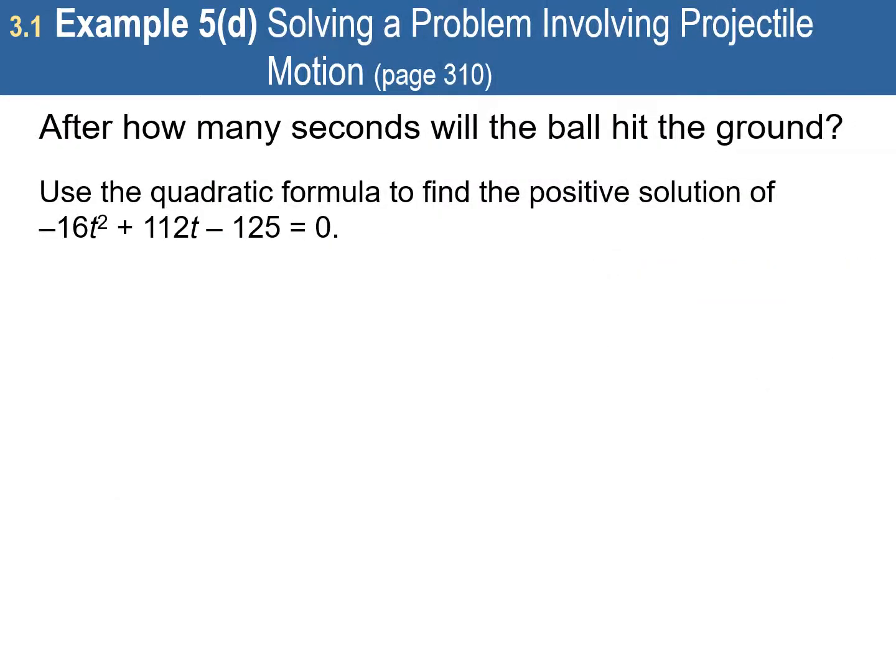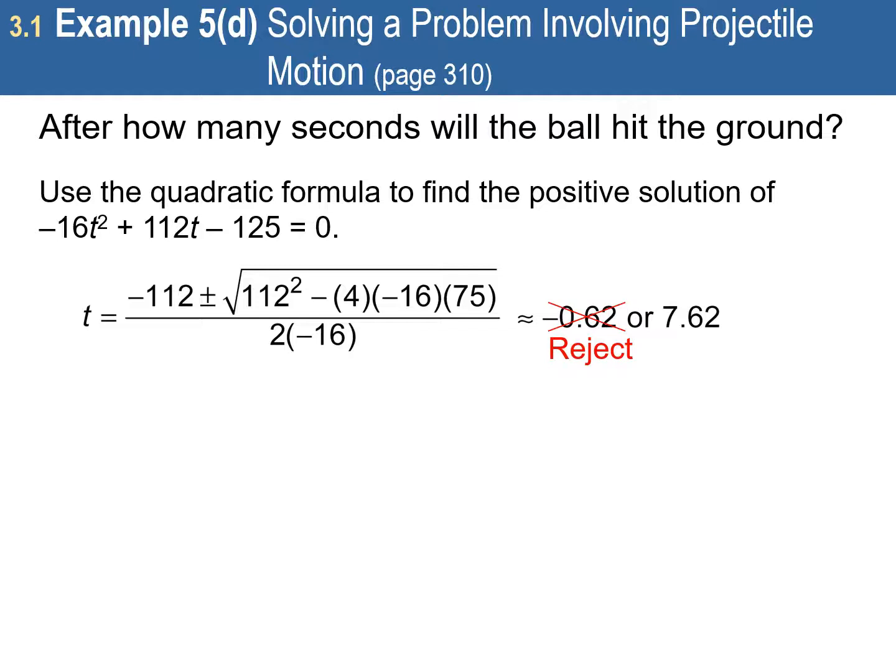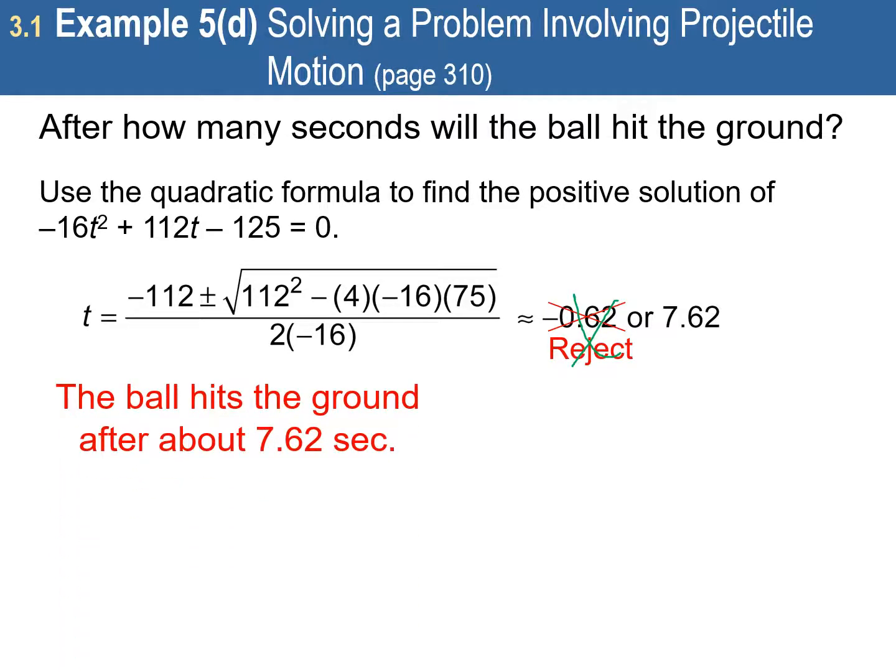Now, after how many seconds will the ball hit the ground? So we're going to want to know when it is back at s is 0. So we're going to use a quadratic formula to find the positive solution of negative 16t squared plus 112t minus 125 is 0. I'm going to get two solutions. One is negative 0.62 and one is 7.62. We're going to throw out the negative one because in a real world problem, time cannot be negative. So 7.62 seconds after the ball is launched, it should hit the ground.